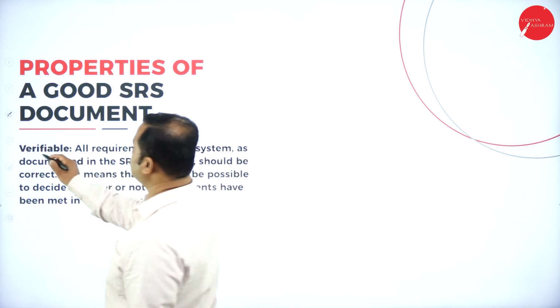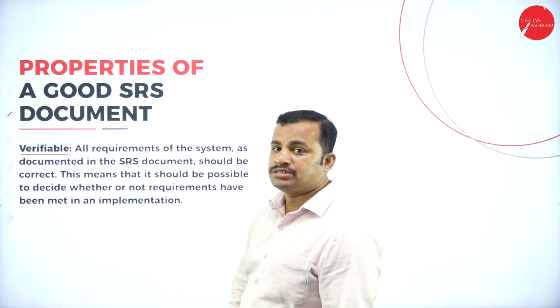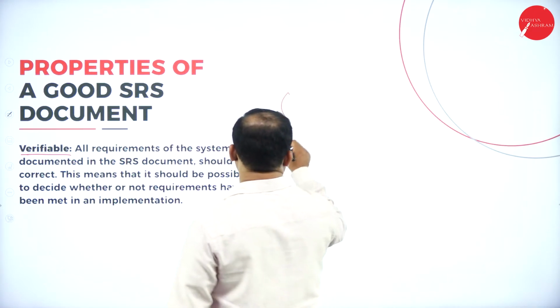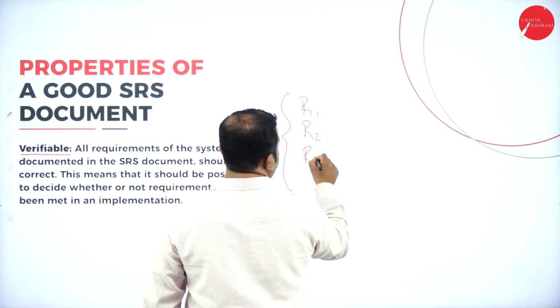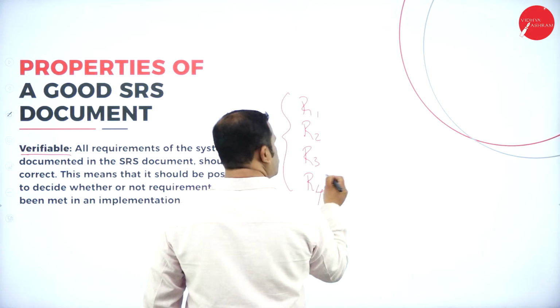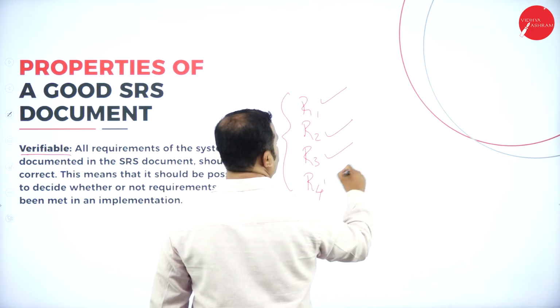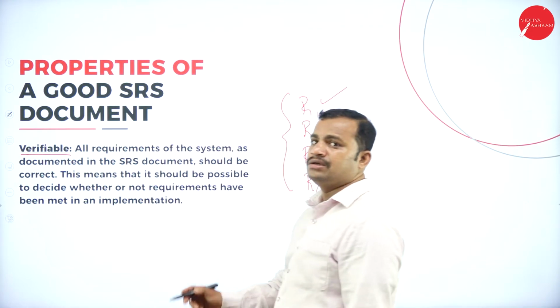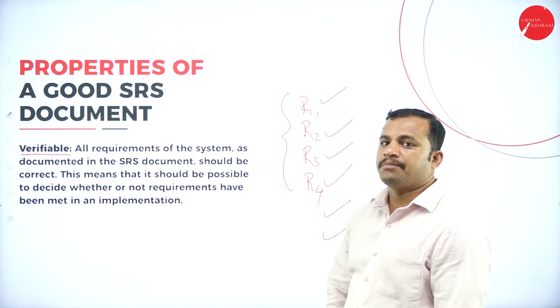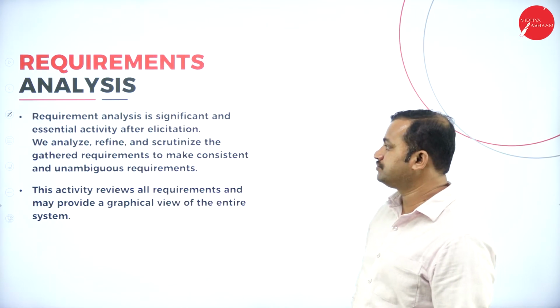Then, which is the next property? That is verifiable. That means whatever the requirement stated, requirement 1, requirement 2, requirement 3, requirement 4, and so on and so forth, all these must be verifiable. Whether all of these requirements are met properly or not is checked by the programmer, that is with the help of a good SRS.